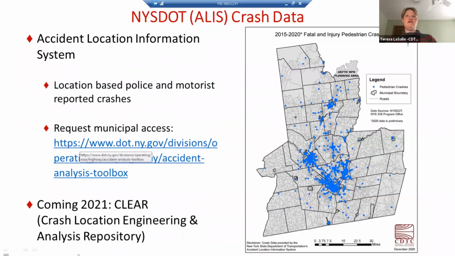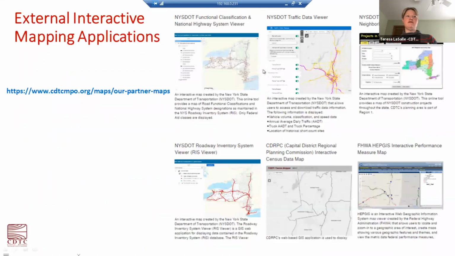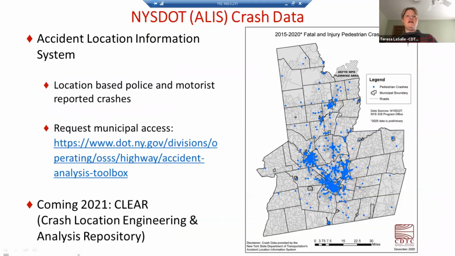So the ALICE, the Accident Location Information System crash data, that database contains location data for crashes based on reports from both police and motorists. Municipalities can request access to this data via the link provided. The map shows the location of pedestrian crashes involving fatalities or injuries in the last 5 years in our region.